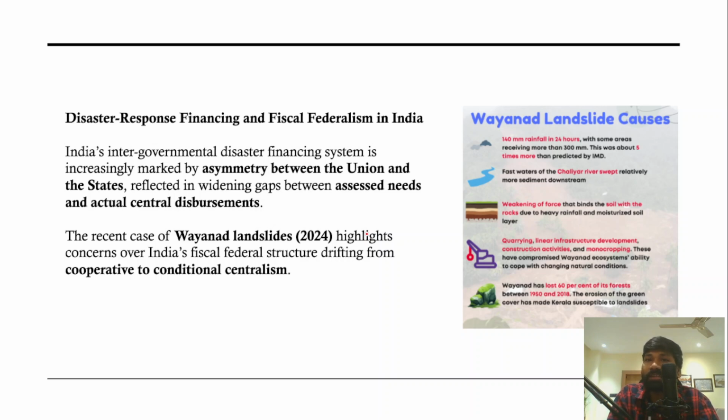So therefore, let's understand this in a detailed manner, taking into consideration Wayanad landslides. So we all knew that in 2024, a district in Kerala, which is Wayanad, has experienced worst landslides. Right? So therefore, these landslides have been highlighting the concerns over India's fiscal federal structure. Now, what is this fiscal federal structure? The fiscal federal structure indicates the transfer of finances from the union government to the state governments to deal with these natural disasters. Right? So in fact, the fiscal federal structure has been drifting from cooperative to a conditional centralism, and this is the key concern here. However, you can also go through the reasons or the major causes of landslides in Wayanad in the year 2024 as well.